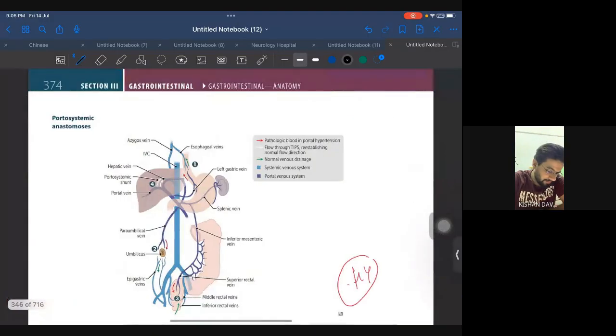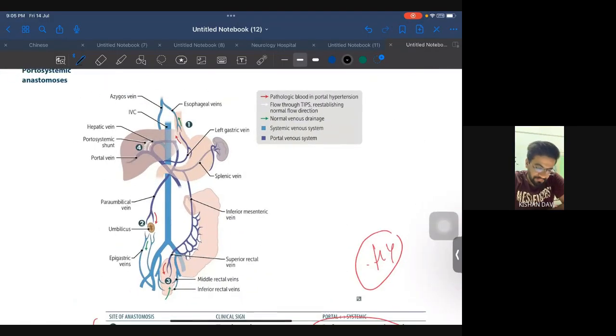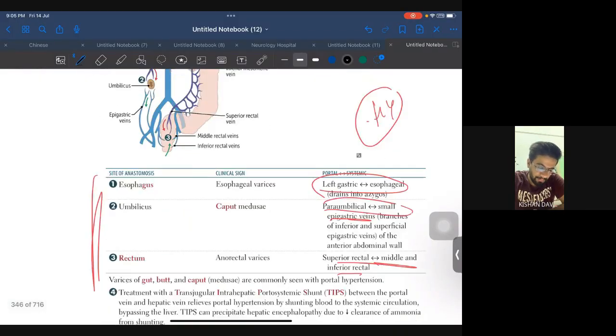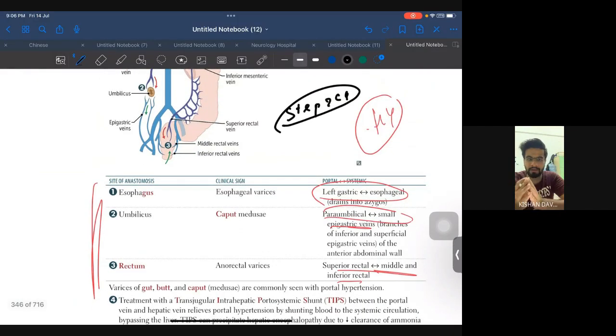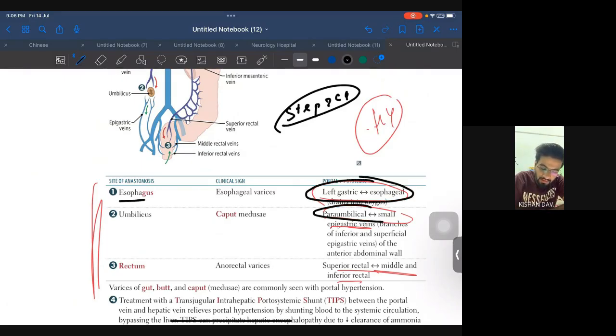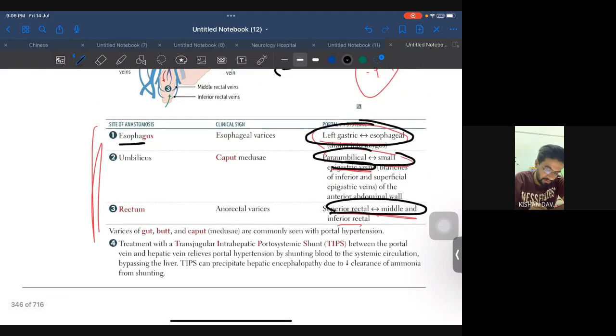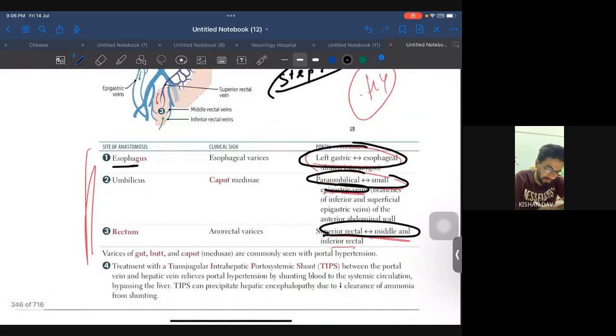All right, moving ahead, we have portosystemic anastomosis. Now, this is also part of surgery. In Step 2 CK, they will ask you in more detail, but here you have to focus on just where the shunt can be created. Okay, left gastric artery, esophageal artery. Okay, umbilicus, paraumbilical to small epigastric vein. Rectum, superior rectal and middle and inferior rectal. And for the fourth one, okay, they haven't given it, these three are only there.